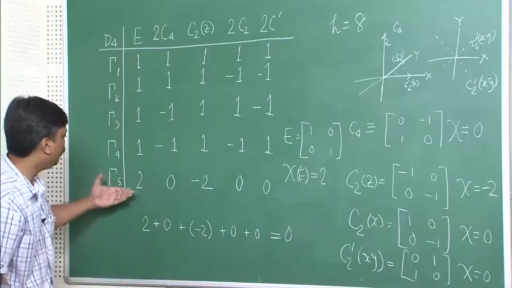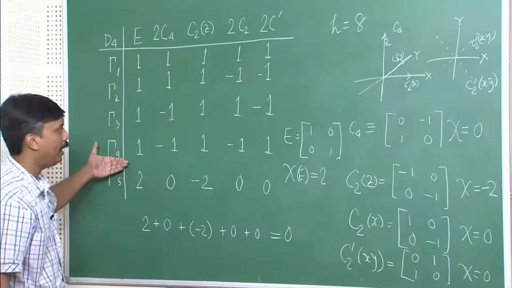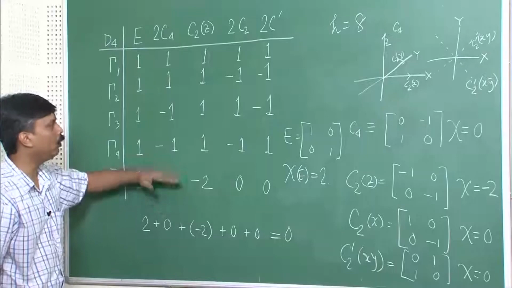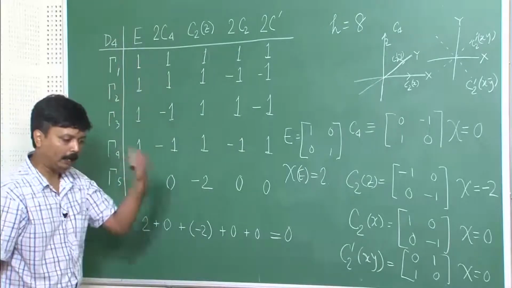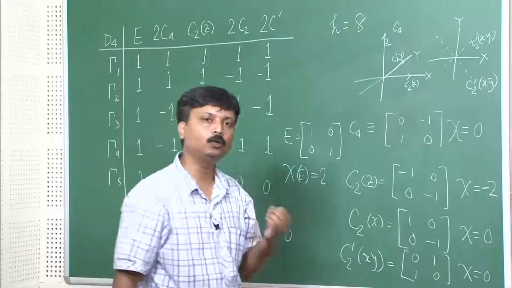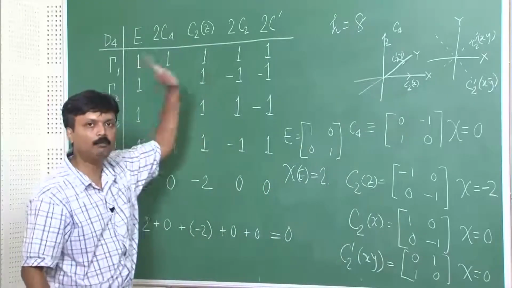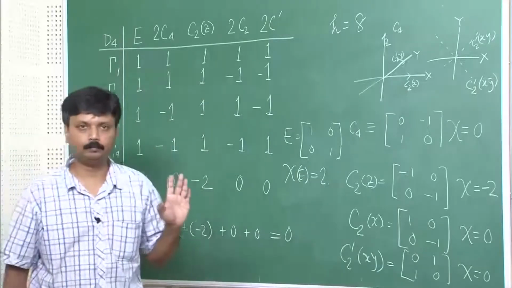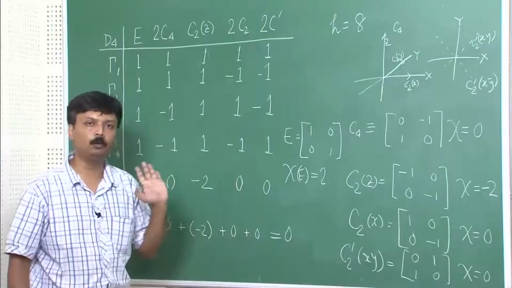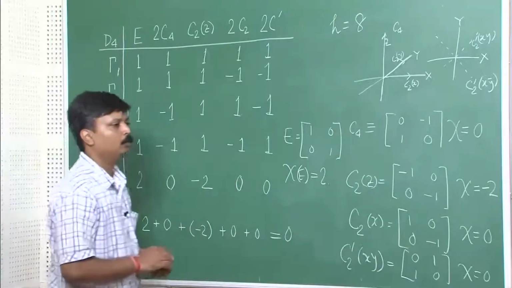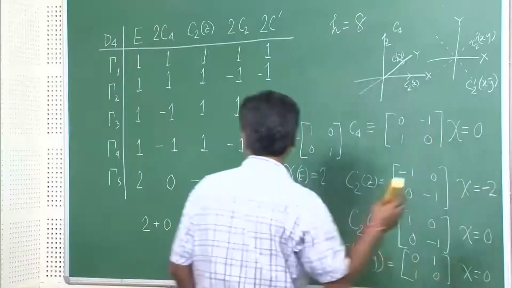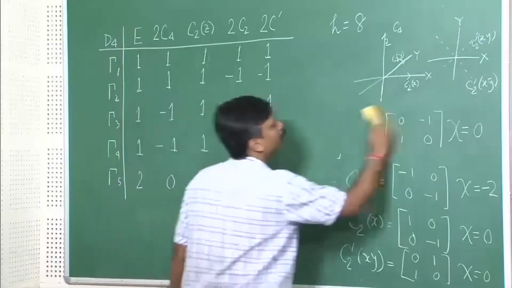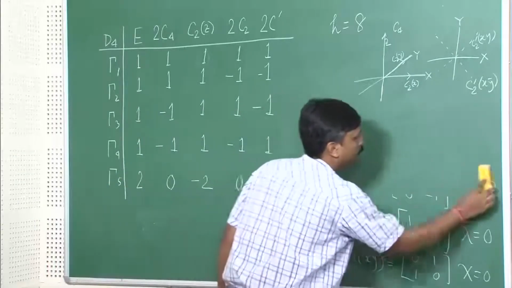So this gamma 5 is orthogonal to gamma 4, and I will leave it with you to verify whether it is orthogonal to any one of the others. Actually you will find that yes, gamma 5 is orthogonal to any of the other 4 IRs, and all the IRs are orthogonal to each other, and they are normalized to the order of the group. So we have successfully found the irreducible representations for this point group D4.